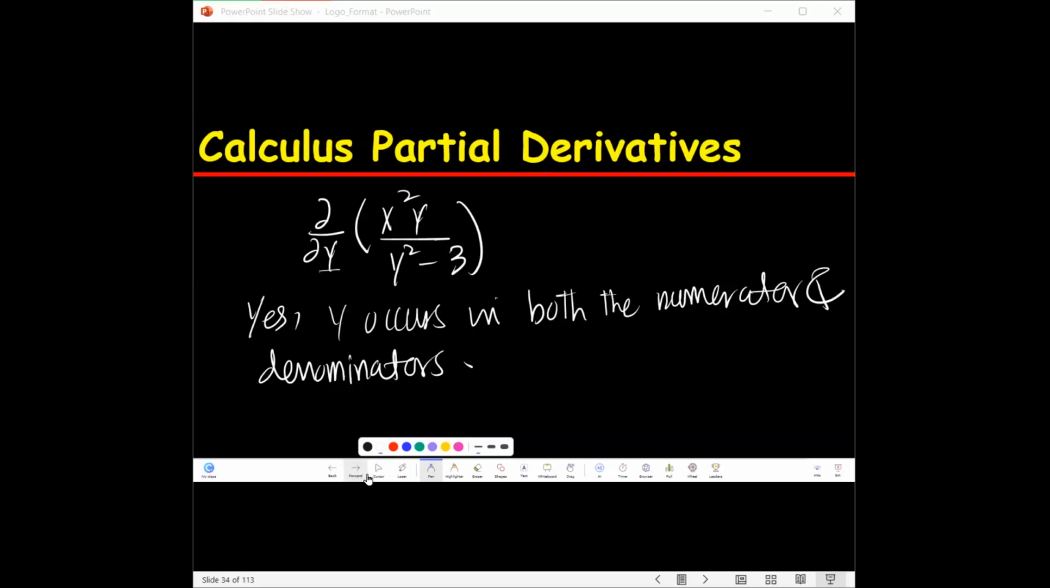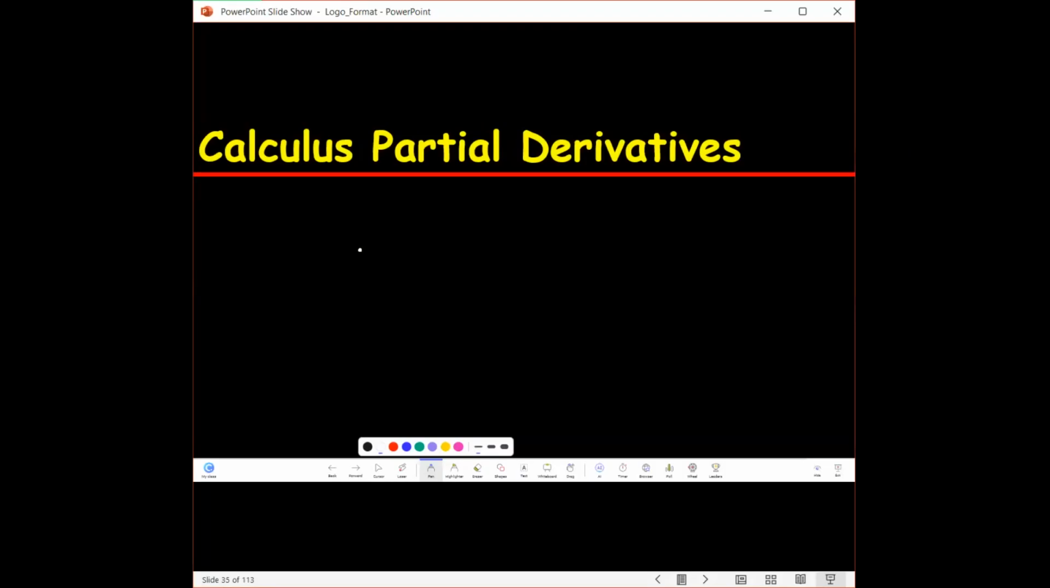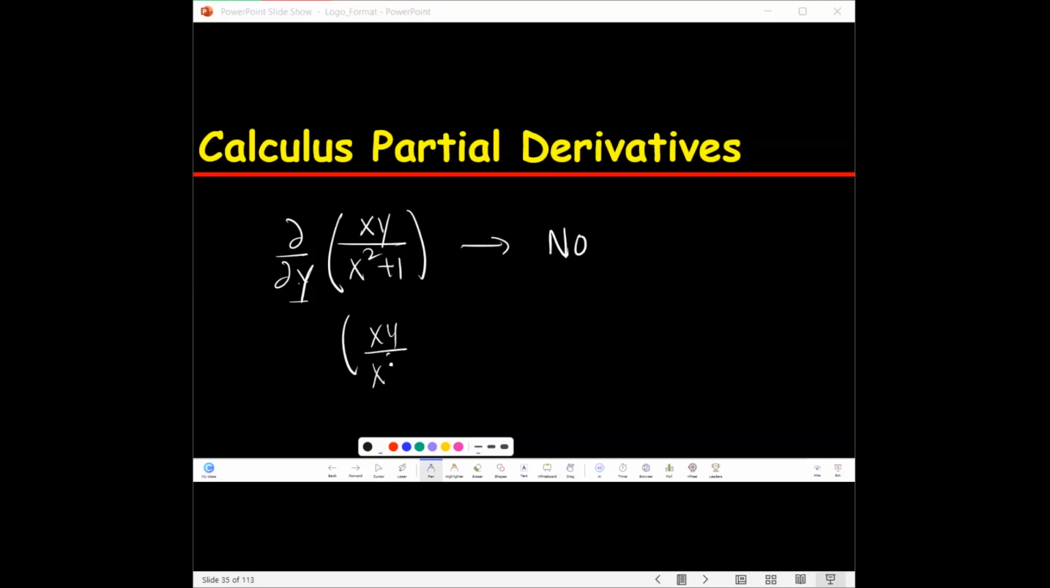Another one, if I gave you a function that looks like this, the answer is no, because you only have y, taking the derivative with respect to y, and y is only in the numerator, not in the denominator, so no. But if I change this same thing and write it like this, now the whole thing is completely changed because x is a variable and it's involved in both the numerator and denominator, so the answer would be yes. You can apply the quotient rule.